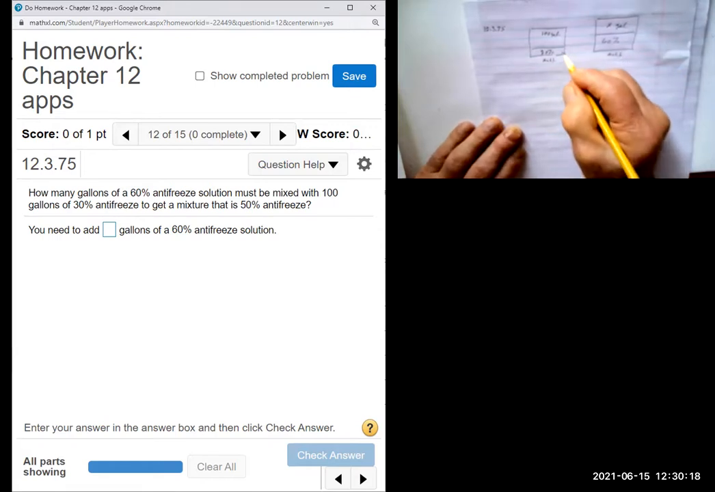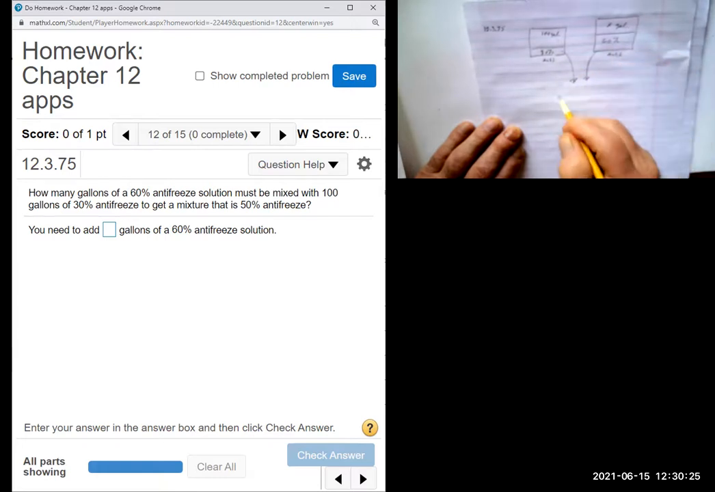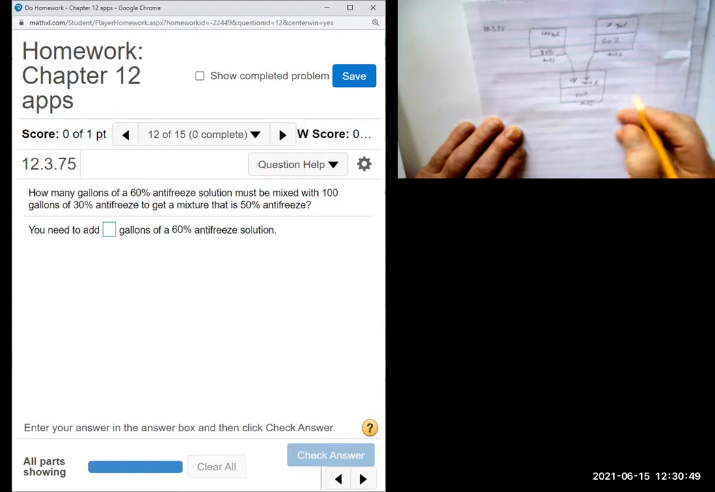And we want to mix these two. So we're going to dump the 100 gallons as well as an unknown amount, X gallons, down into another container. But that container is going to have 50% antifreeze. But how many gallons does it have? Well, it has the 100 gallons, and it has the X gallons of solution. So this is a mixture down here made up of these two solutions.